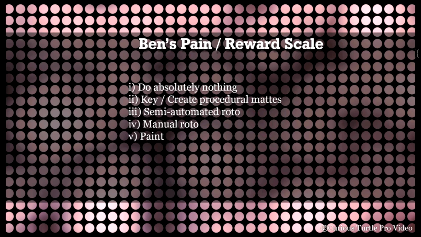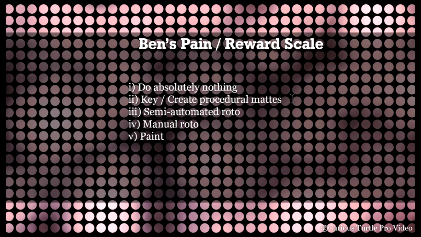So if we have a look here, we have our gradually more difficult or more time consuming or generally more tiresome jobs as we go down the list. So obviously the fastest and least painful thing to do to separate out objects is to do nothing at all and not separate them out. Obviously that's not going to be possible in most of the jobs that get sent over for Roto, so that's why it's at number 1 as the easiest thing to do, but it also has the lowest reward as well.